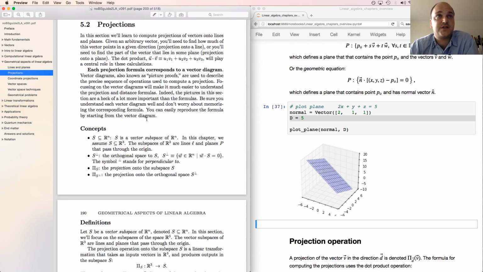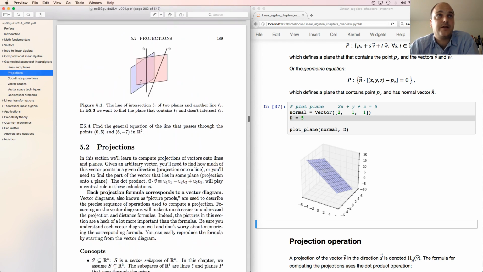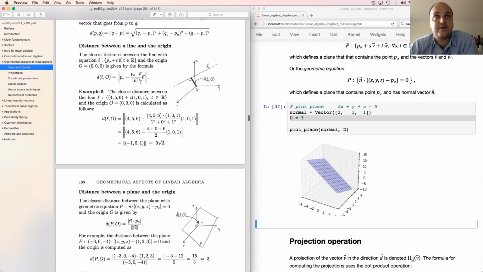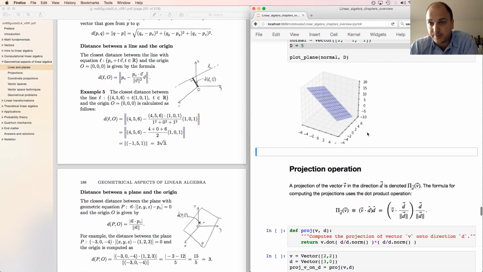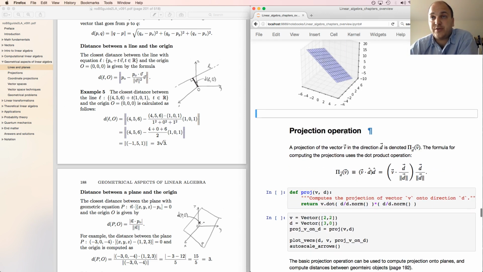What if you want to find distances between them? What if you want to find parallel planes, closest points? There are all these computational aspects, problems that can be stated in terms of geometry, that you can use your vector techniques to solve. So that's roughly what chapter 5 is about, all this geometry stuff.